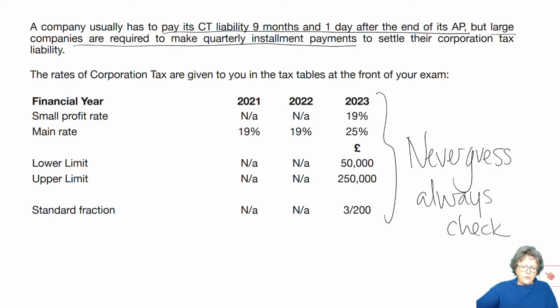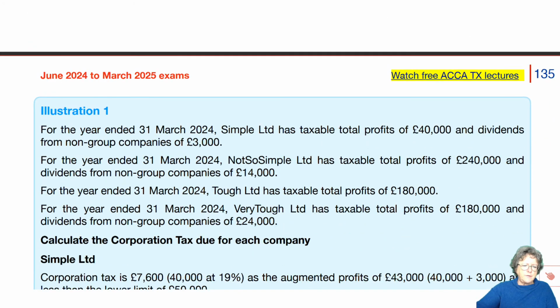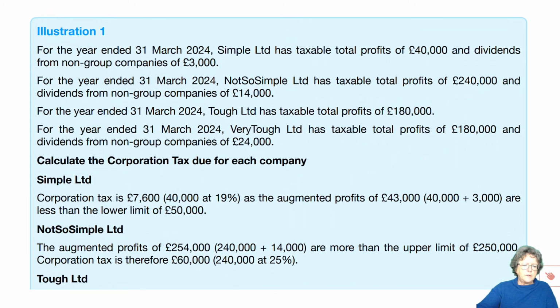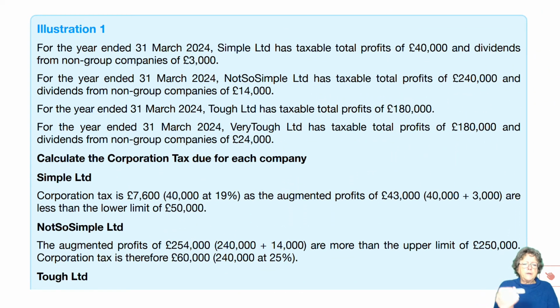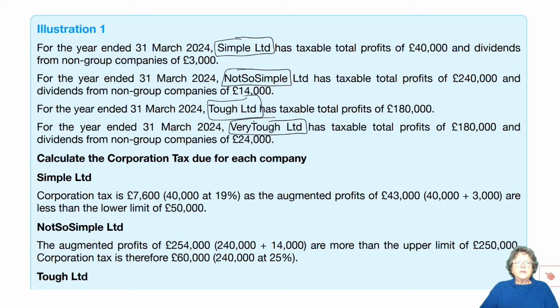So let's look at an illustration of how this is going to work. Okay, we've got 4 companies that we're going to have a look at here. Simple Limited, Not So Simple Limited, Tough Limited, and Very Tough Limited. You can imagine why I worded them as I did, because the first one is simple, the second, not so. The third one is tough, and the last one's very tough.